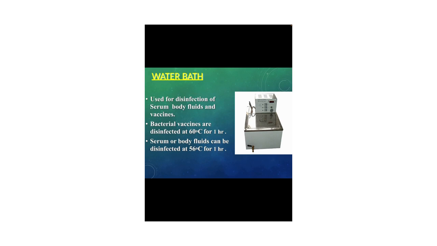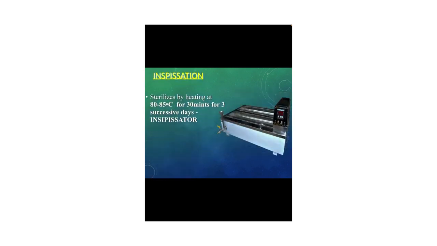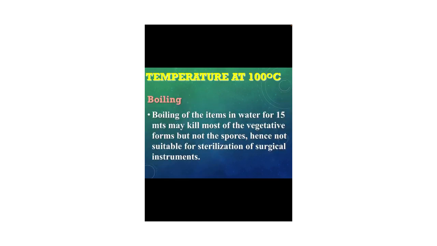Then inspissation. It is an intermittent heating method, sterilized by heating at 80 to 85 degrees Celsius for 30 minutes for 3 consecutive days. The instrument is the inspissator. It is mainly used for egg and serum based media.